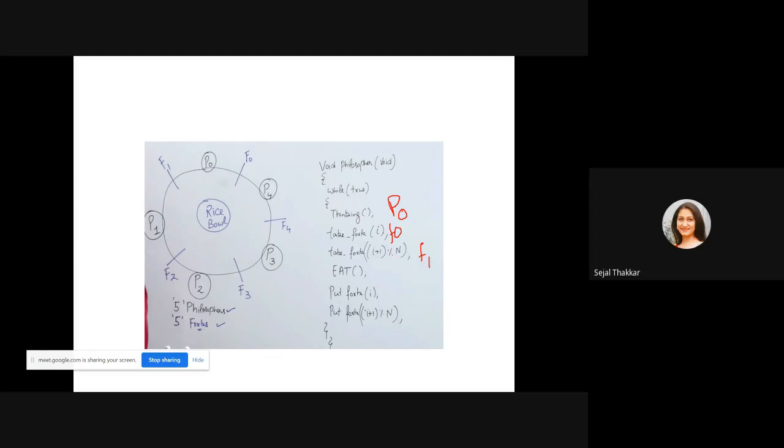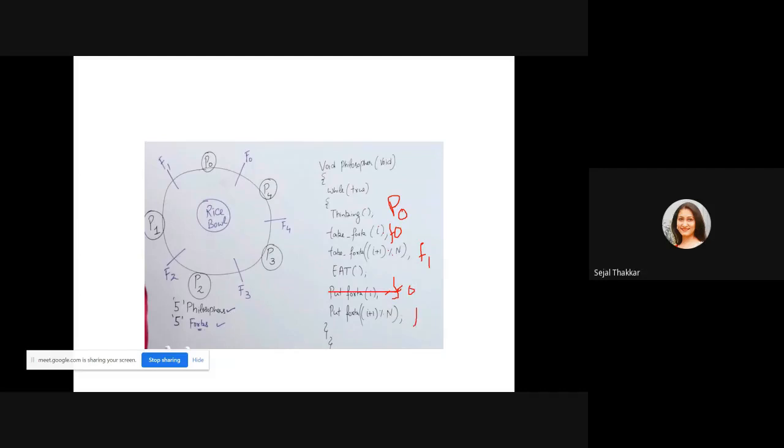After completion of eating, that particular P0 philosopher will put both forks down, freeing both forks so another person can take them. First he will put the left fork down, that is F0, the ith fork. Then he will put the other fork, F1, down.